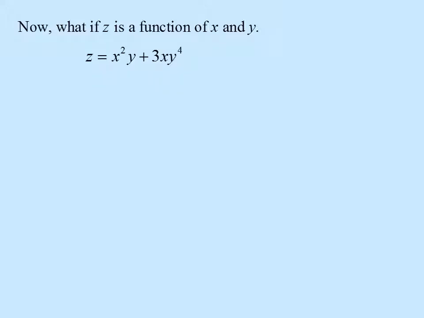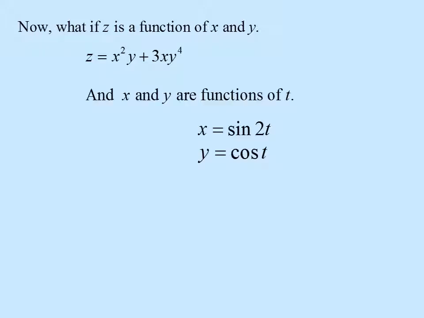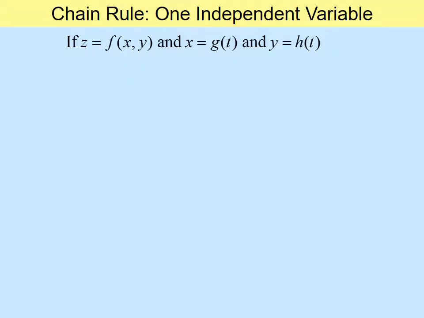So here's what it looks like with functions of several variables. Here we have z as a function of x and y, and we're going to use x and y both as functions of t's and see how do we find the derivative of z with respect to t. Now, there's a nice way of remembering the pattern of what you do by drawing a tree diagram.